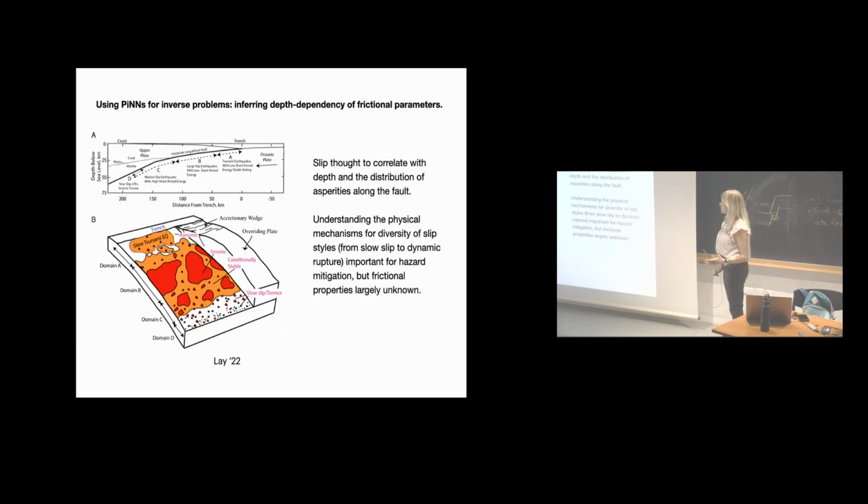I'm going to use this figure here because everybody else has shown it, and I wanted to jump on board. Our group was curious to see if we could use PINNs to explore the depth dependency of frictional parameters. Our motivation is that slip is thought to correlate with depth, the distribution of asperities, for example, in subduction zones. We want to figure out if we can understand the physical mechanisms for the diversity of slip styles. It's important for hazard mitigation. But the frictional properties are largely unknown. So this might be a simplistic view of it, but we wanted to figure out if we could infer depth dependency of the a and b parameters in rate and state friction as an initial study.